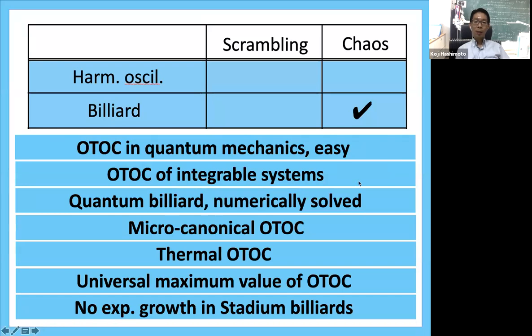So first, I'll tell you how to compute OTOCs in generic quantum mechanics. And then we go to quantum billiards. And I'll show you results for micro-canonical OTOCs and thermal OTOCs. And then I'll show you universal maximum values observed in OTOCs of quantum billiards. And then I'll conclude with no exponential growth in stadium billiards.